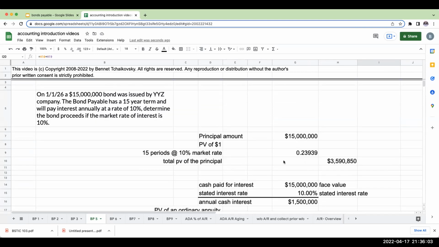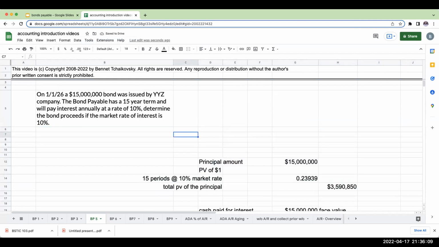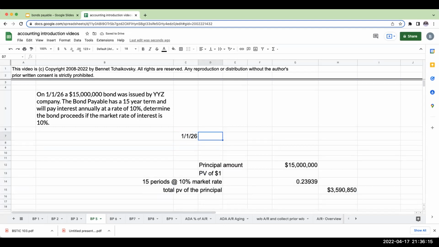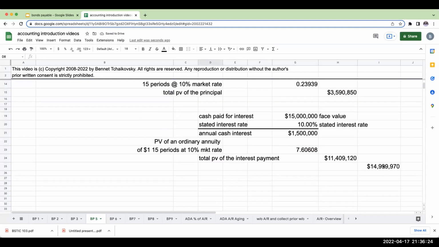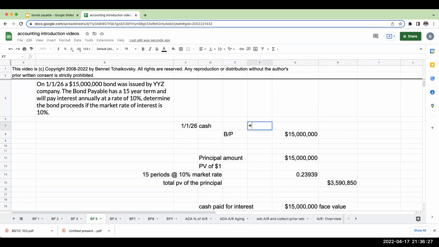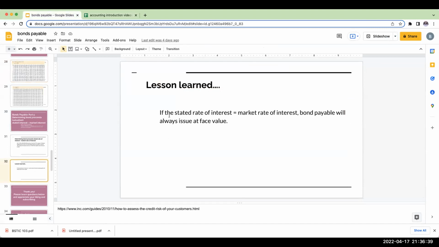So if I'm ever given a question like this, where the market rate of interest and the stated interest rate are the same, you'll never get that in my class, but you may get it someplace else, I'm always going to credit bonds payable for the full face value of the bond. In this case, the amount of cash I'm receiving is essentially the same. So I'm going to debit cash for 15 million. I'm going to say record bond issuance. The important lesson learned is that if the stated rate of interest is the market rate of interest, the bond payable will always issue at face value.